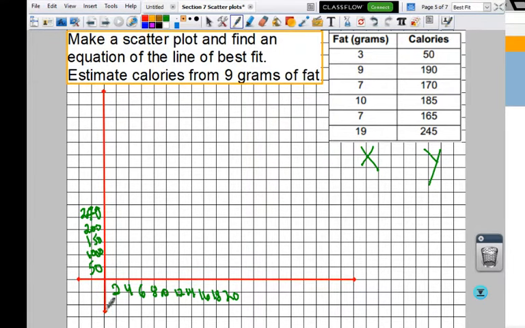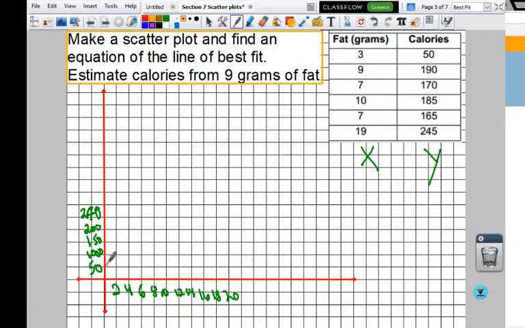Alright, so on my x's I went by 2s, on my y's I went by 50s. We have done this before. If you're still not sure when you go through your stuff, I'll help you out. Alright, and now we're going to have to make this scatter plot. And we're going to have to do some estimating, because some of these aren't going to be exactly on nice numbers.